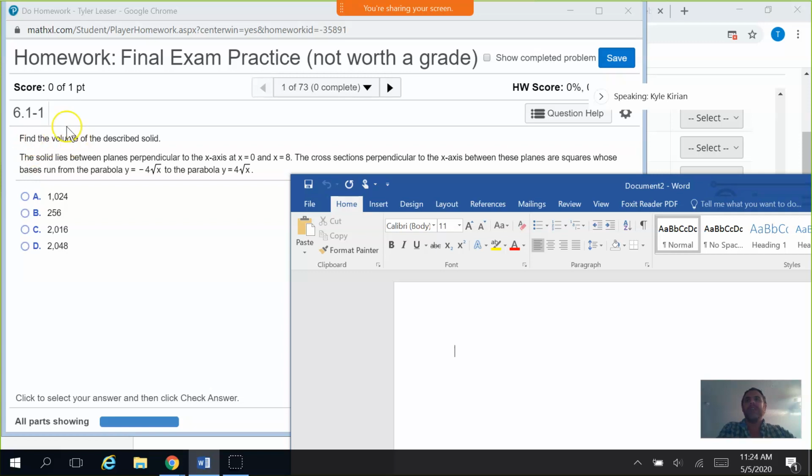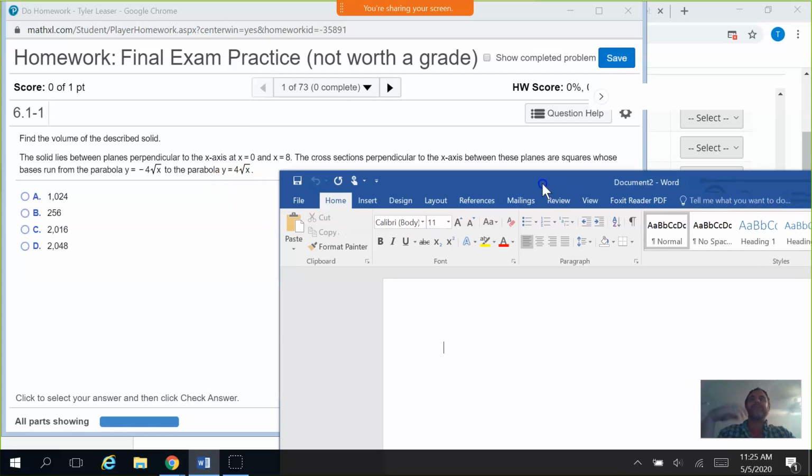So for this first one, find the volume of the described solid. The solid lies between planes perpendicular to the x-axis at x equals 0 and x equals 8. The cross sections perpendicular to the x-axis between these planes are squares whose bases run from the parabola y equals negative 4 root x to the parabola y equals 4 root x. Okay, cool.